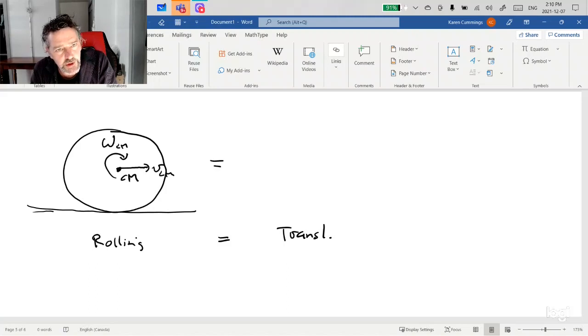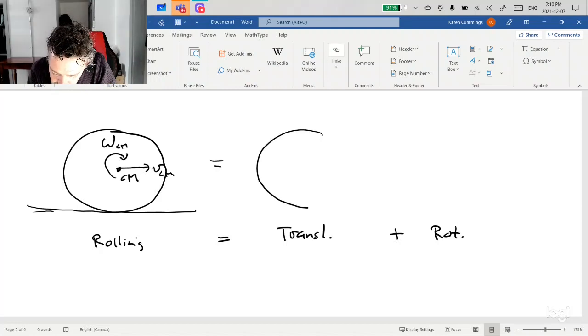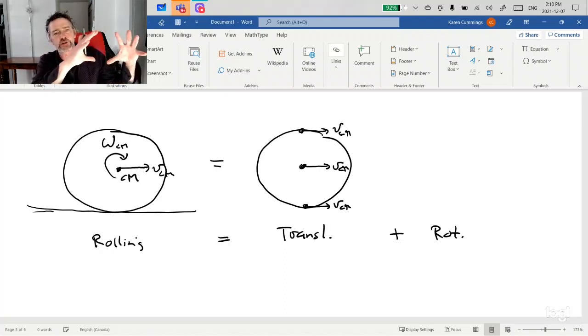Translation with no rotation, plus rotation with no translation. So it means that I can represent that rolling motion along the ground, where the point of contact isn't sliding, as translation, where all of the points are moving with the same velocity. In particular, the middle point, the top point, and the bottom point of that wheel are all moving with the same translational velocity. So it's translation without rotation.